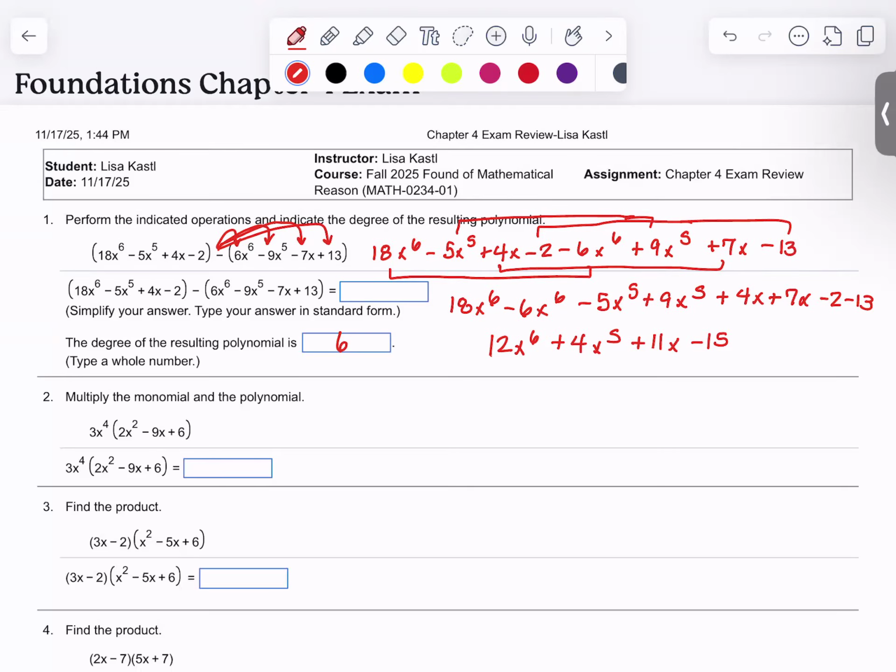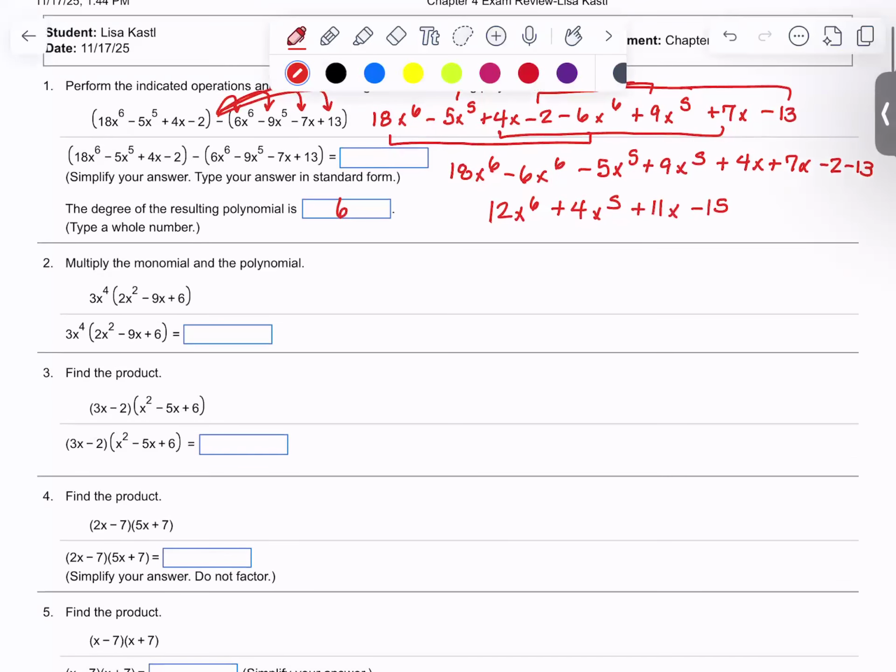Problem number 2, multiply the monomial and the polynomial. So we're going to distribute that 3x to the 4th across each term inside parentheses. So we have 3x to the 4th times 2x squared plus 3x to the 4th times minus 9x. And then we have plus 3x to the 4th times 6.